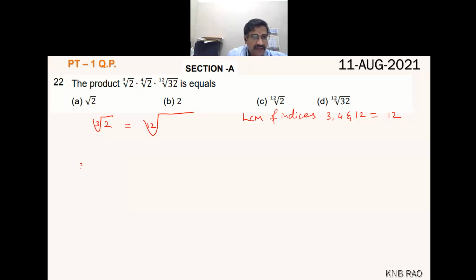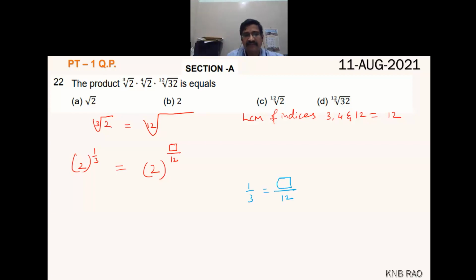See, 2 power 1 by 3 is given to us, and we are looking to write 2 power something by 12. When I write 1 by 3 with the denominator 12, what must be the numerator? 4. Very good. It is just like finding equivalent fractions, which you did in 7th standard. So 1 by 3 with denominator 12 gives numerator 4.